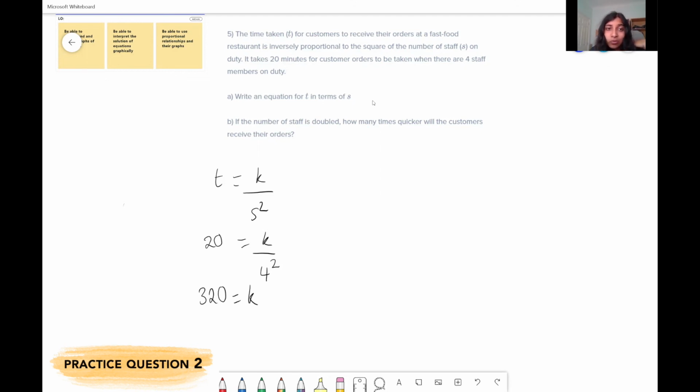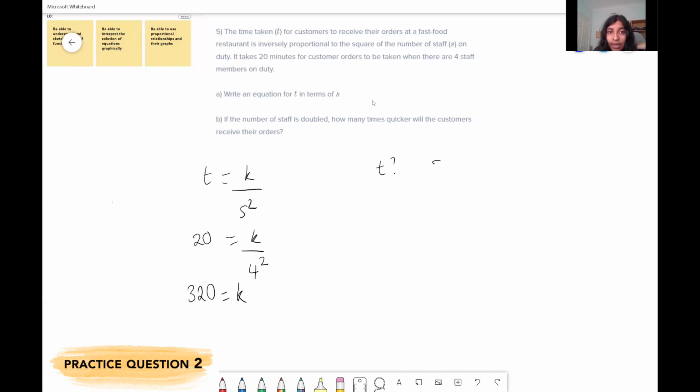Then it's saying if the number of staff is doubled, how many times quicker will the customers receive their orders? So we want to find out the time when S is double, so when S is equal to 8. We plug the values in, so T is equal to 320 over 8... sorry, not 8, it's 8 squared. Then you do 320 divided by 64, which is equal to 5. So the time would be 5.